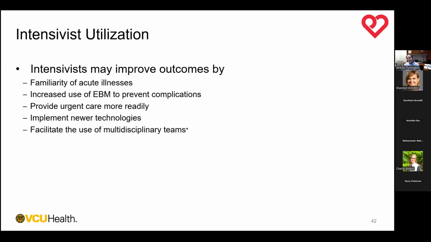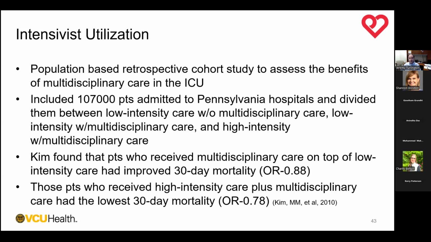The thought is intensivists improve outcomes because they're just more familiar with the acute illnesses. They've seen this more often. They know how to react. Because this is what they do for a living, they're more up to date on the literature and can apply more evidence-based medicine to prevent complications. Because their job is to be the intensivist, they're not away from the ICU, they can provide more urgent care. And then they can facilitate use of multidisciplinary teams. The idea of multidisciplinary teams is beautiful. I'm going to talk about one study there, but it's really out of the scope of this talk. Just know that two heads are better than one, and broader groups are probably more beneficial.